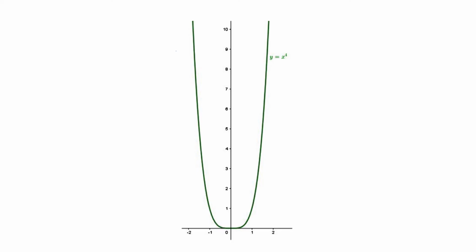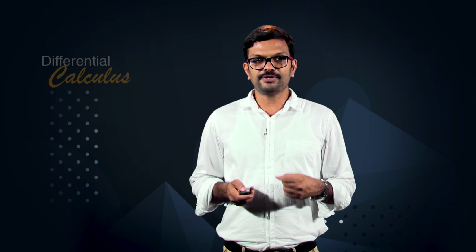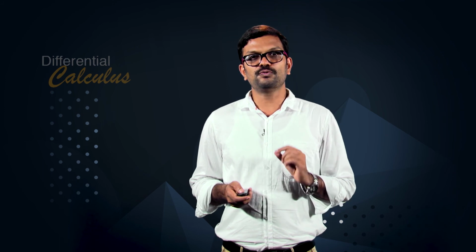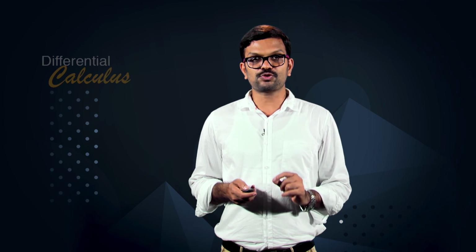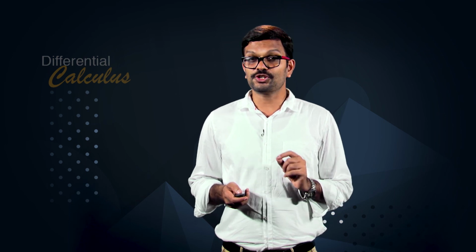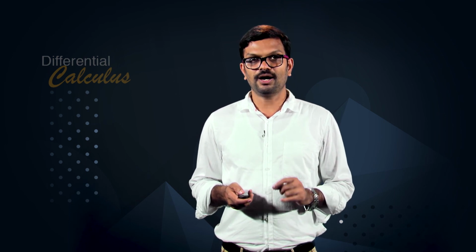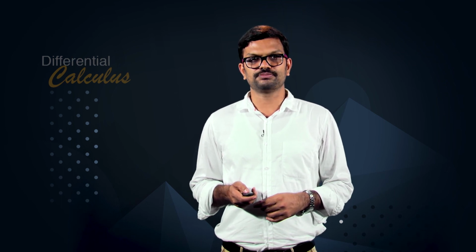For example, consider the function f of x equal to x to the power 4, then f dash of x equal to 4x cube and f double dash of x is equal to 4x square. Hence, f double dash of x is greater than 0 for all x not equal to 0, so that the curve is concave up to the left and to the right of x equal to 0. Hence, 0 comma 0 is not an inflection point. However, f double dash vanishes at x equal to 0.